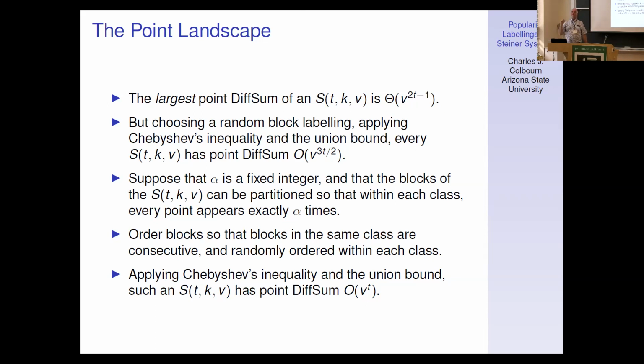Now, let's use just a weensy little bit of design theory. So suppose this can be partitioned into alpha parallel classes. I'm going to assume there's some decomposition of this into alpha parallel classes for some fixed alpha. And now all I'm going to do is randomly order the first alpha parallel class, randomly order the second, randomly order the third, but I'm going to glue them together consecutively. That idea alone, no change in the probabilistic machinery, Chebyshev's inequality and the union bound, drops you down to b to the t.